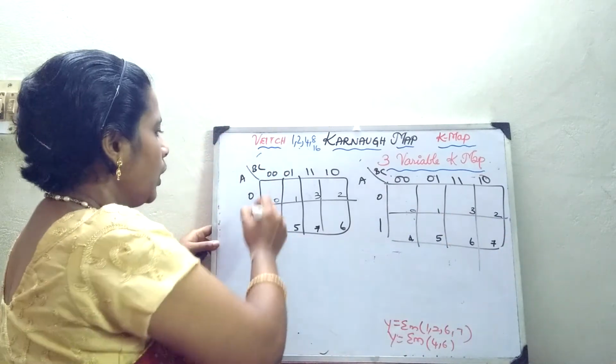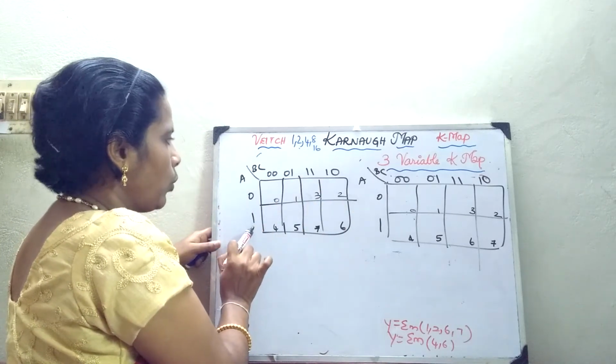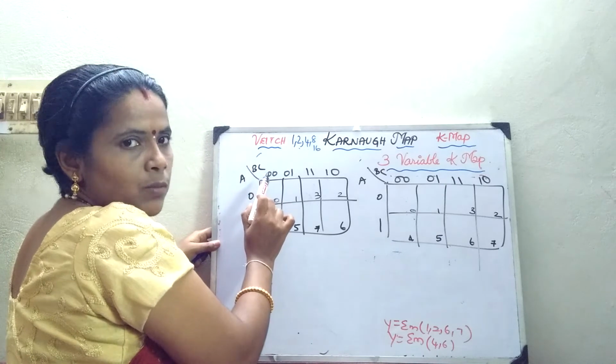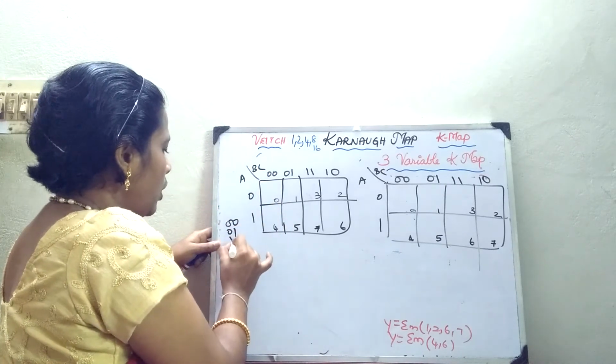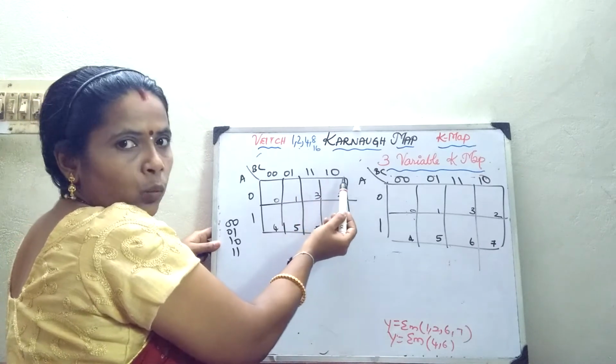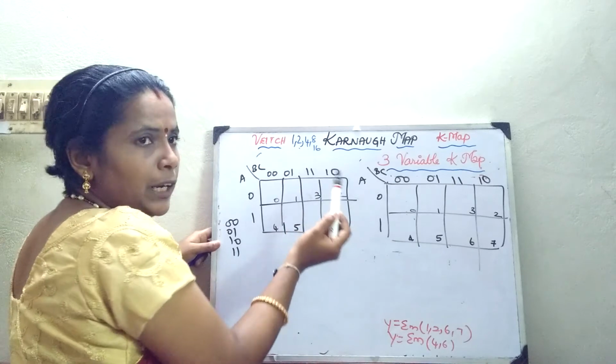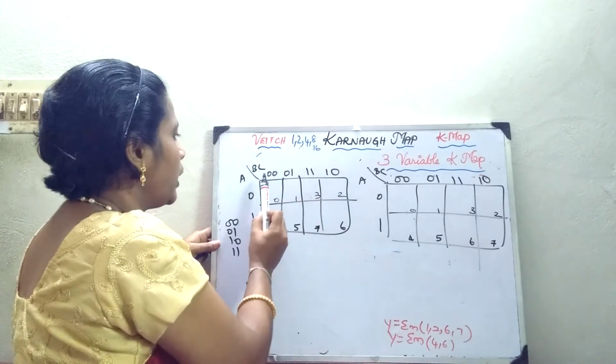So listen here. Whenever you are writing with a single variable, it is 0 1. When I have 2 variables, the possible combinations are 0 0, 0 1, 1 1, 1 0. Whenever I am writing 1 1 first and then 1 0, why? Because I told you, when it moves to the next cell, only one variable change should be there.